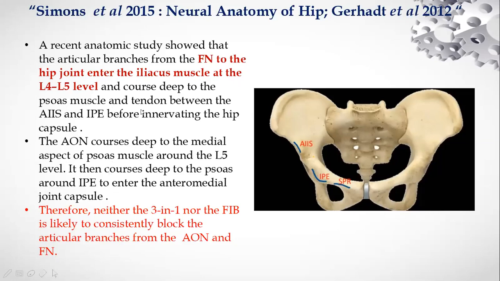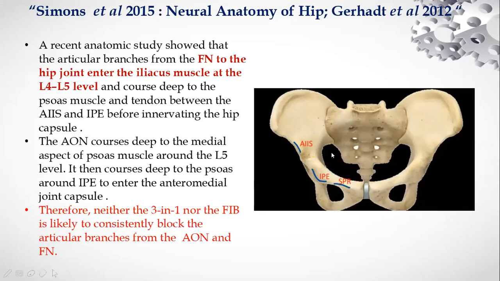Since we know the course of both nerves, we can shortlist this particular point where both are in a nearby location, and utilize it to block these nerves. Through the course and the anatomy itself, we can see that the 3-in-1 or fascia iliaca block that was used traditionally will not be able to block the articular branches of the accessory obturator nerve and femoral nerve, because this is all happening above the level of the inguinal ligament.